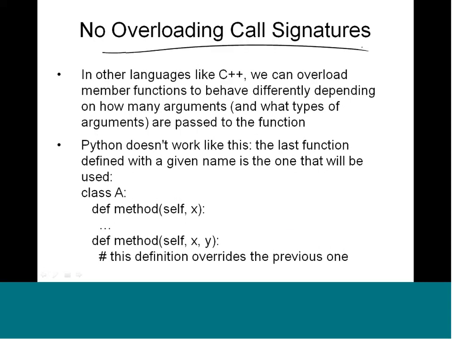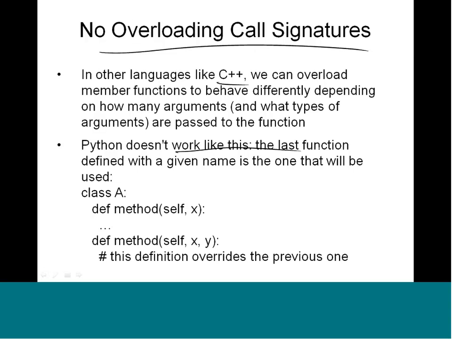One thing that you may want to note is that there is no overloading of the call signatures themselves. In other languages like C++, we can overload the member functions to behave differently depending on how many arguments are passed to the function. But Python does not work like that. The last function defined with a given name is the one that will be used. So we cannot overload the function itself in Python, and it just uses the last defined function, not the ones prior to that.